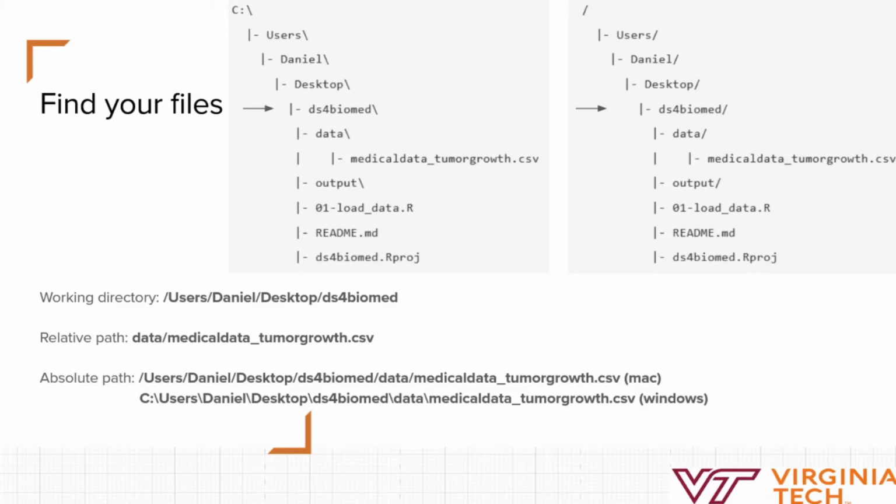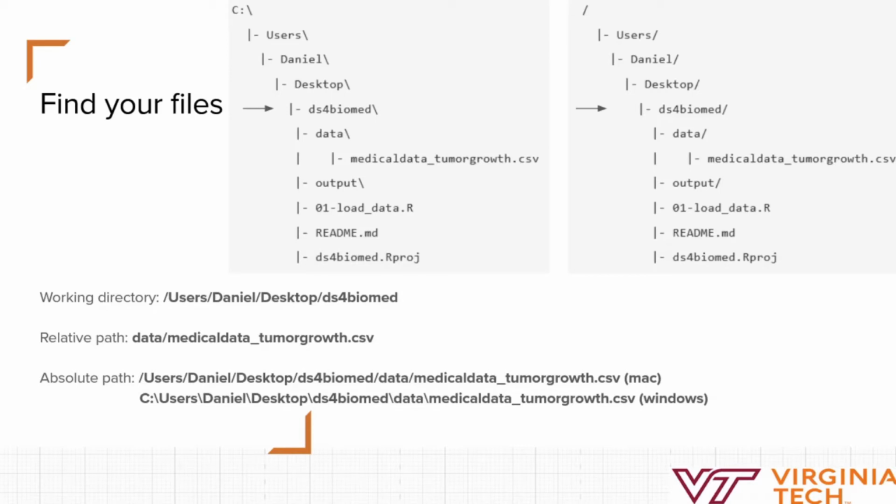That working directory stands for where you're starting. So from where we're starting, how do we get to the medical data tumor growth file? There are two ways we can point to it. We can point to it from a relative path, meaning from where we're starting, which is our working directory. The way we get there is we go to our data folder, and then we point to the medical data tumor growth .csv file. That is what's known as the relative path.